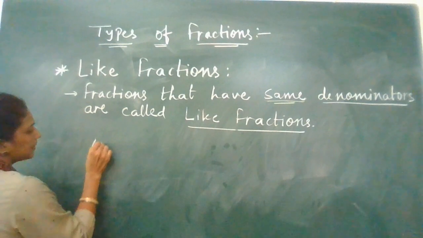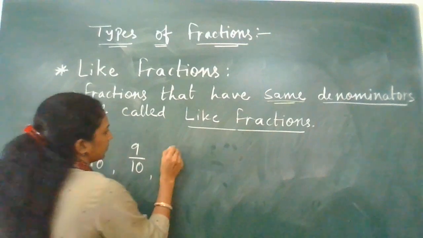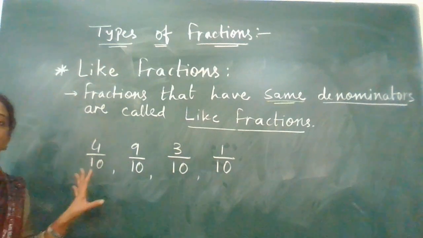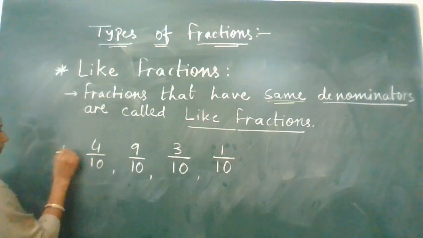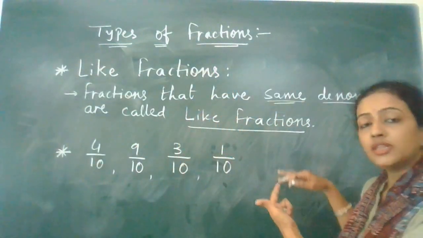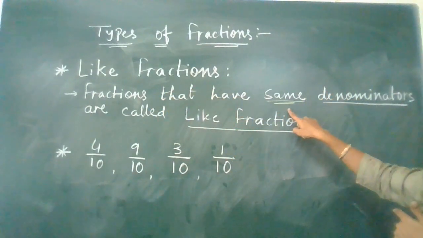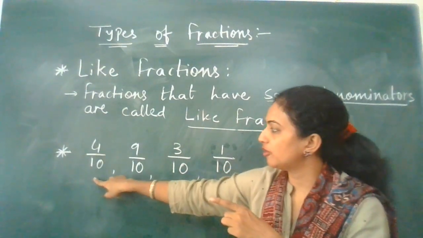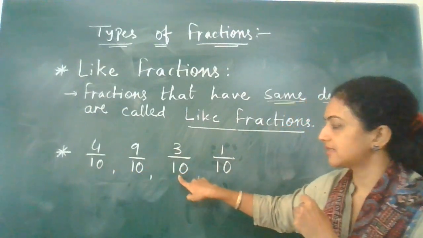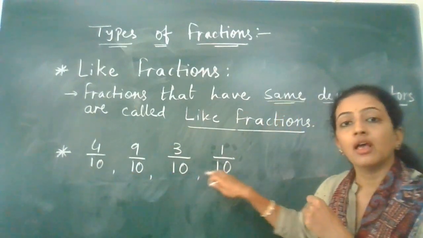Suppose I am giving you this fraction. Now, I have made a group of 4 fractions. Now, let's compare it with the definition. The definition says fractions that have same denominators. Means you have to observe the denominators. You can see this is 10, this is 10, this is 10, this is 10. Means all the denominators are same.